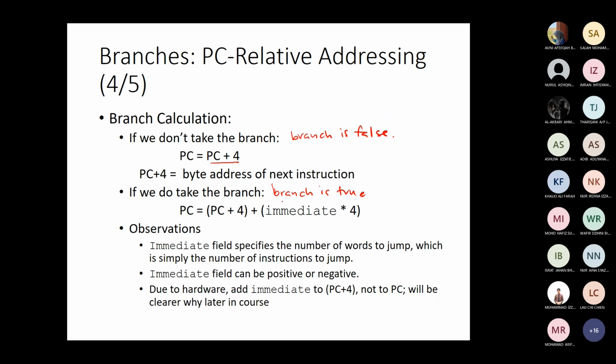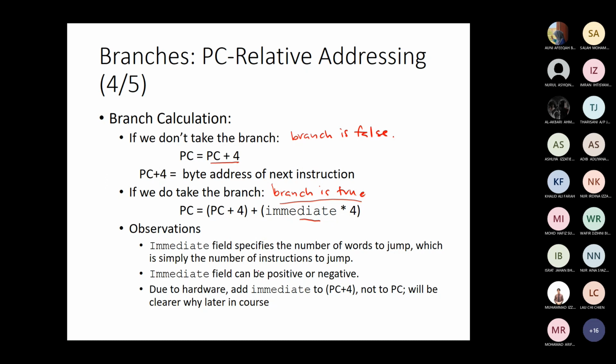But if we take the branch, or the branch is true, then the target is PC plus 4 plus the number of instructions to jump times 4 bytes, because one instruction is 4 bytes. So the number of instructions that we need to jump is your immediate. Observation: the immediate field specifies the number of words to jump, which is simply the number of instructions to jump.